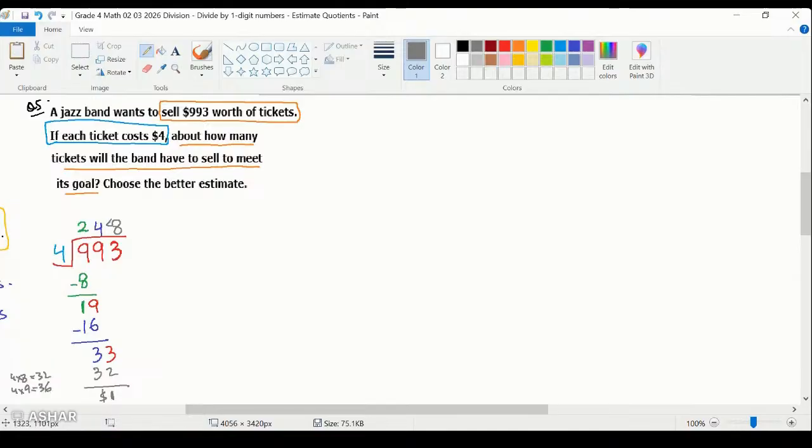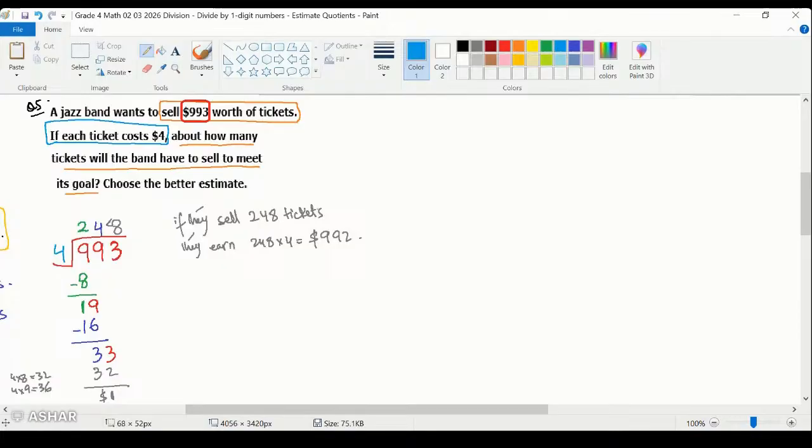So if they sell 248 tickets, they earn 248 times 4, which would mean they earn $992, but that is not their target. Their target is 993, so $1 more, right? Because the target was 993.